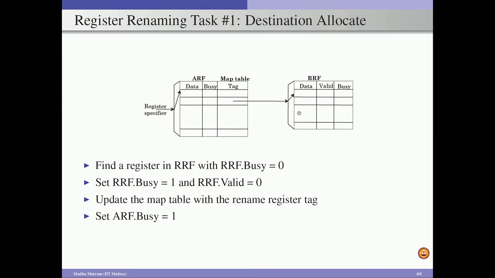Once we do that, the next step is to set the ARF busy bit. We can read the value from the ARF only when the busy bit is 0. If the busy bit in the ARF is set, we should not read the value directly from the ARF; we have to go to the RRF. This says that once a busy bit is 1, you have to go to the RRF to get the value. And in the RRF also, if the valid bit is 0, that indicates the data is not available right now and the instruction is currently executing.